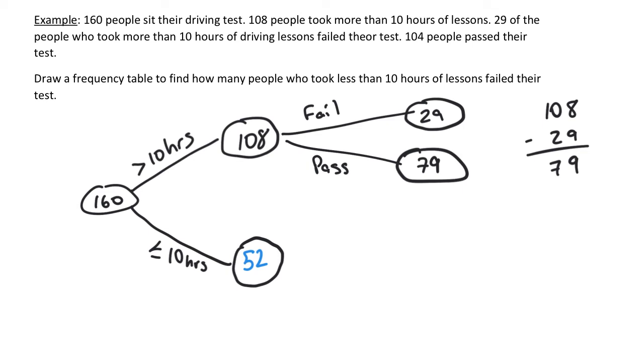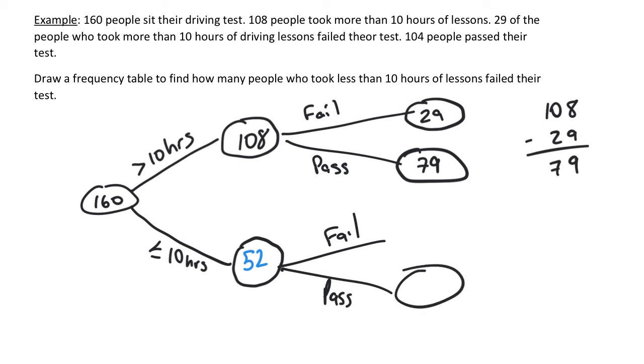104 people passed their test altogether. So what we know then is that there's also pupils or candidates who did less than 10 hours who could either pass or fail. And we know that 104 passed. So that's going to come from these 79 plus this number in here. So if we do 104 take away 79, we get 25. So that means there must be 25 pupils who passed having less than 10 hours.